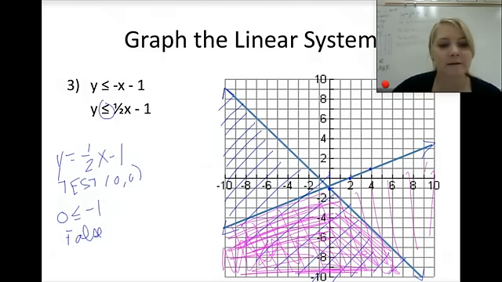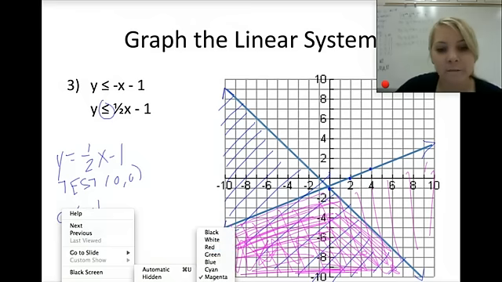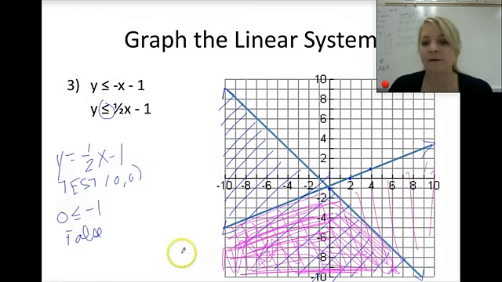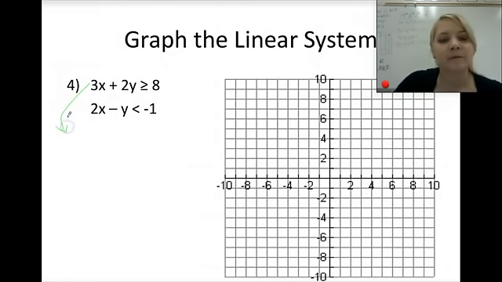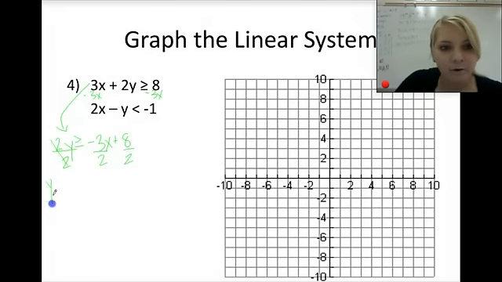All right. We're going to take a look at one more problem, and this one we are going to have to manipulate the system. So we have 3x plus 2y is greater than or equal to 8. First we're going to subtract 3x from both sides. So we'll get 2y is greater than or equal to negative 3x plus 8. Then divide both sides by 2. So we get the inequality y is greater than or equal to negative 3/2 x plus 4.